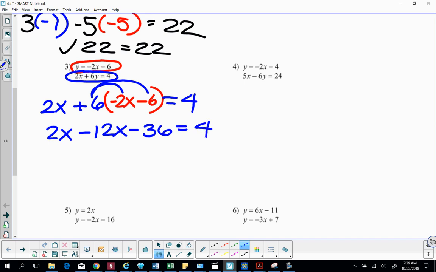So you guys can see why I harped on multi-step equations so much, why I spent so much time on it, is because we're going to be using it a lot this year. Then I combine my like terms. So I can see that there's 2 x's here. I can see there's 2x and negative 12x. What is 2 plus negative 12? Negative 10x.